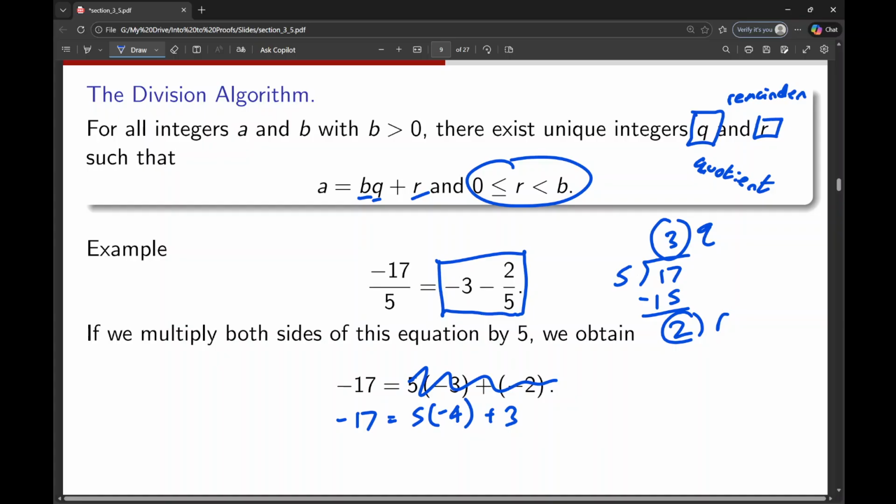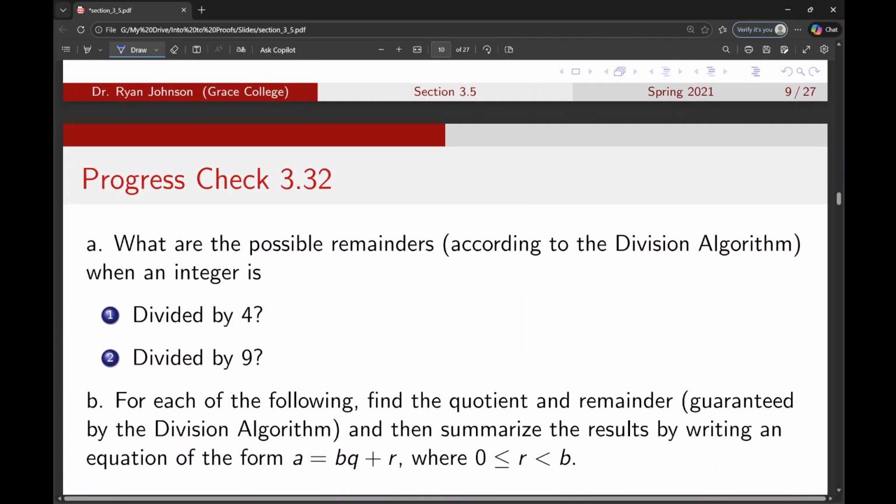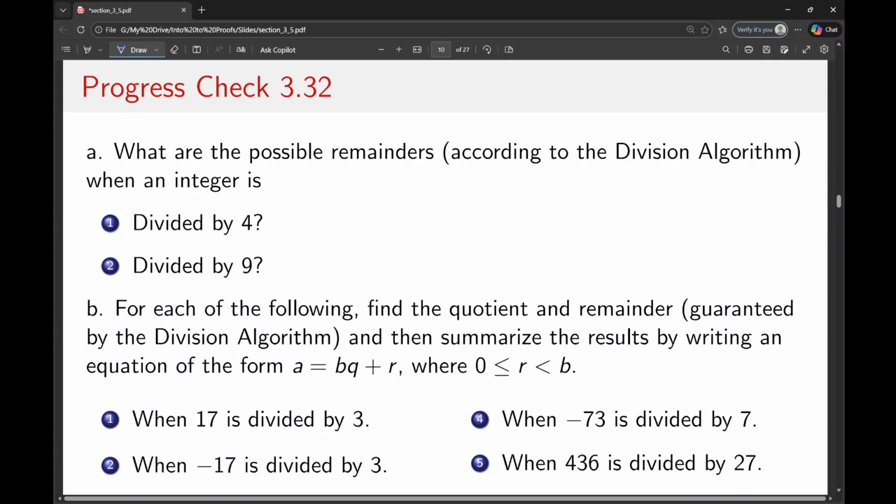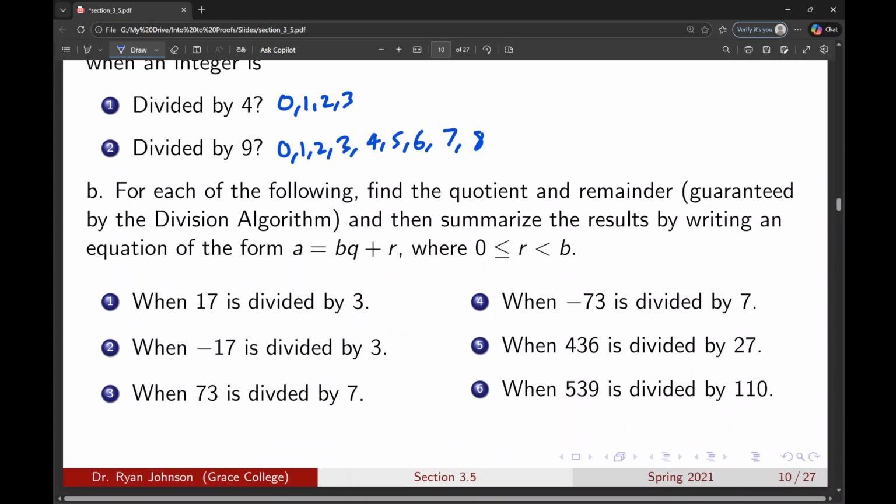Okay, moving on. I'll do this progress check here, well, at least part of it. The other ones I'm going to leave for you to ponder. When we're dividing by 4, the only possible remainders are 0, 1, 2, and 3. If you're dividing by 9, the only possible remainders are 0, 1, 2, 3, 4, 5, 6, 7, and 8. Here, for each of the following, find the quotient and remainder, and then summarize the result by writing an equation.